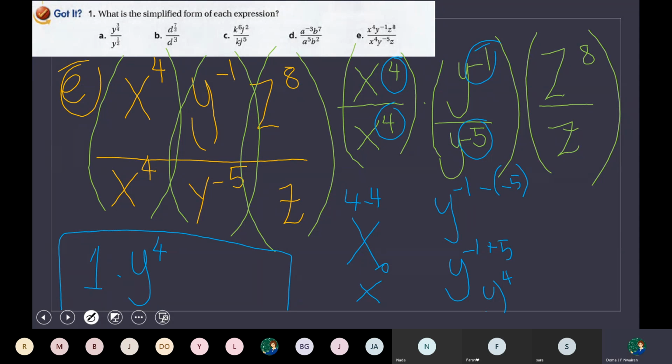Then the third one, z. Eight. What is the power here? 8 minus 1 is 7. So it will be z raised to 7. So the answer now is y raised to the power 4 times z raised to the power 7.